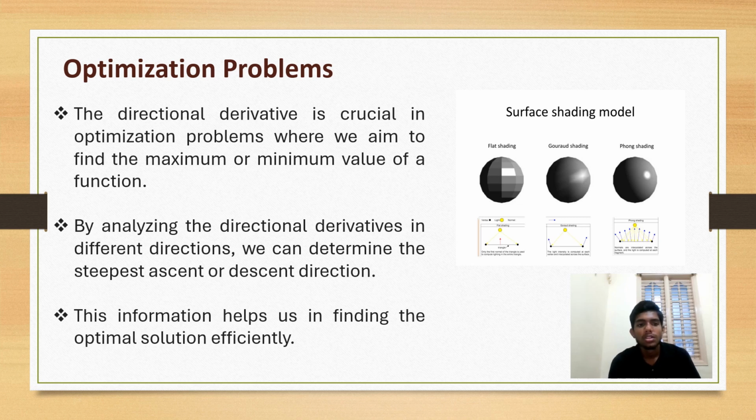Optimization problems. The directional derivative is crucial in optimization problems where we aim to find the maximum and minimum value of a function. By analyzing the directional derivative in different directions, we can determine the steepest ascent or descent direction. This information helps us in finding the optimal solution efficiently.